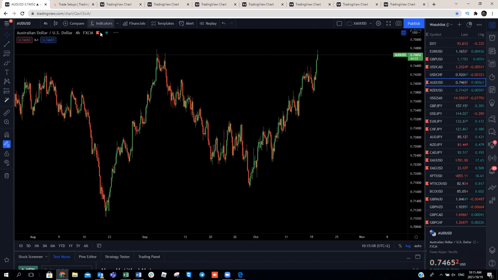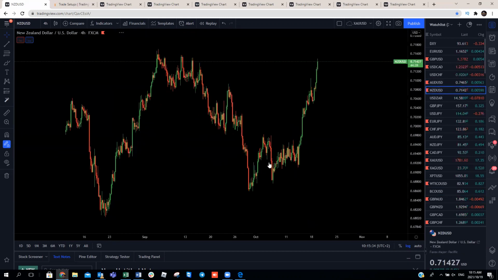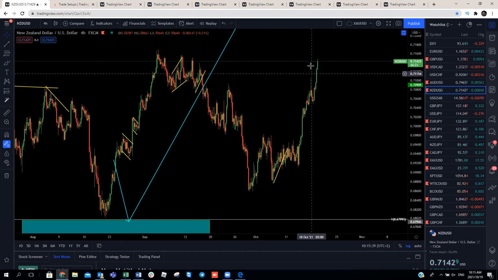Audi US dollar, how many pips so far? I hope you're all in good profits so far here with Audi US dollar. This was the entry here at 0.7220. Let's have a look here, 0.7220, yes. And then we're currently at 74.60. That's over 240 pips already on this setup alone in just a matter of 2 weeks. New Zealand, exactly the same. Also taken from here at 68.70, you are now at 71.40. That's almost 250 pips as well.